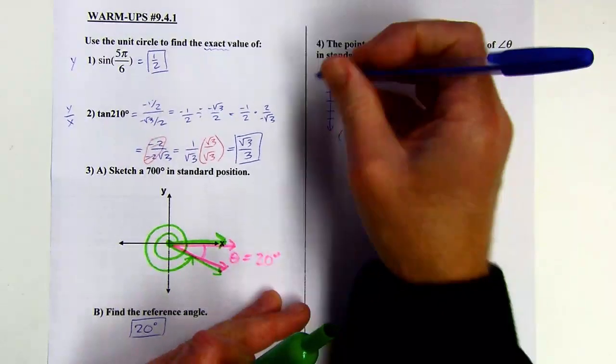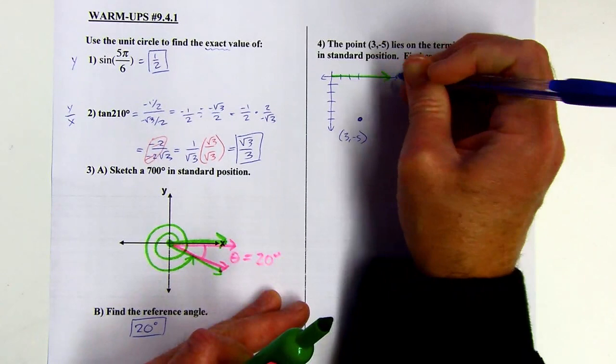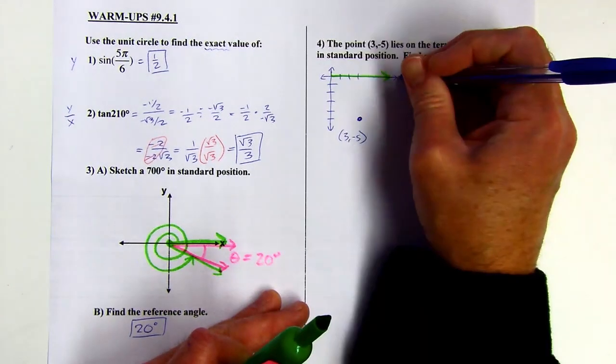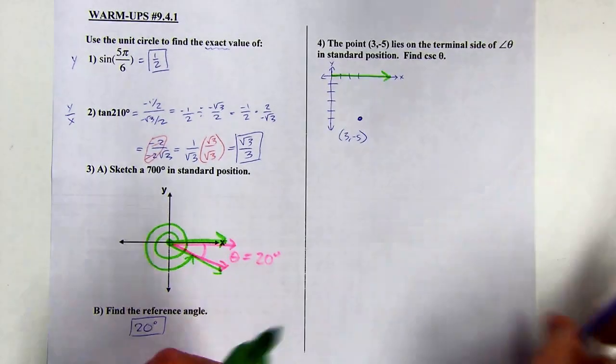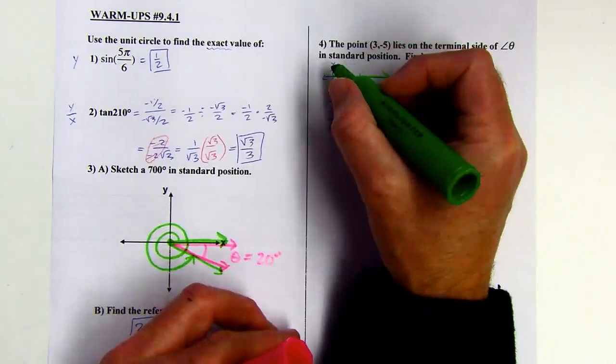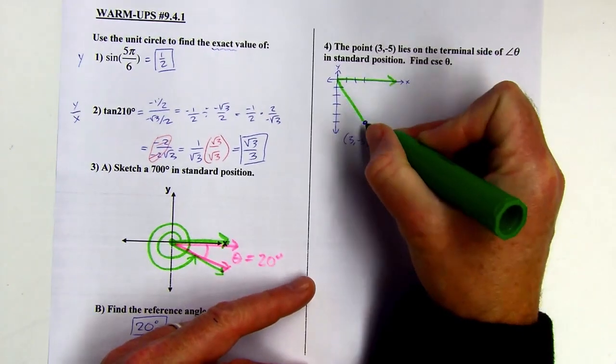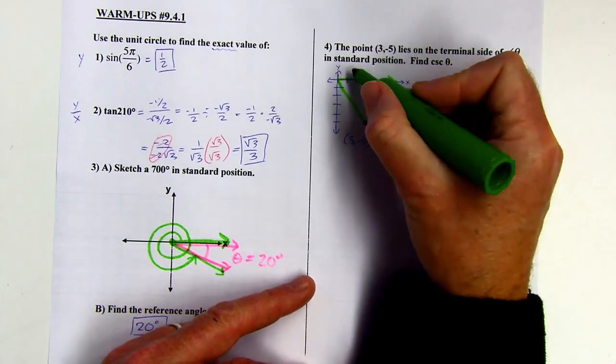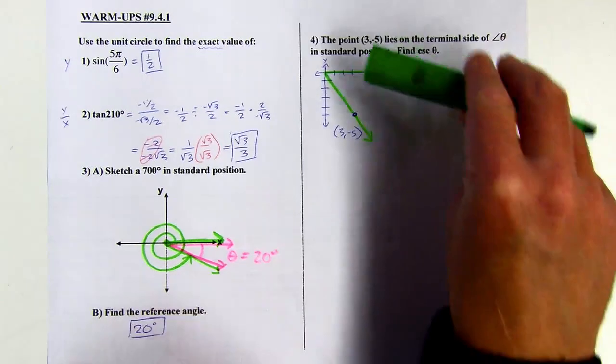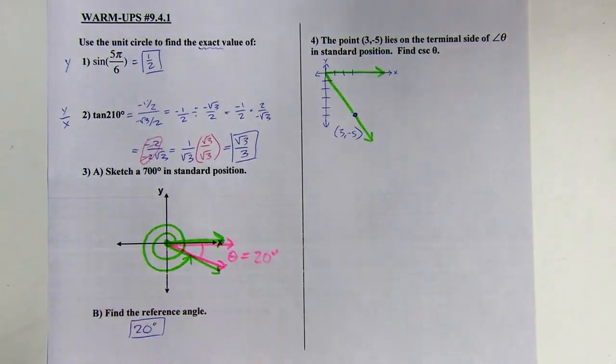I should really do this too. I should label these axes. I was being lazy there. X-axis, y-axis. Okay, so there's my initial side, and the terminal side is going to go through this point. Now, I don't know if I went around the positive direction or how many times, or if I went in the negative direction, but I know my angle is going to look something like that, okay?